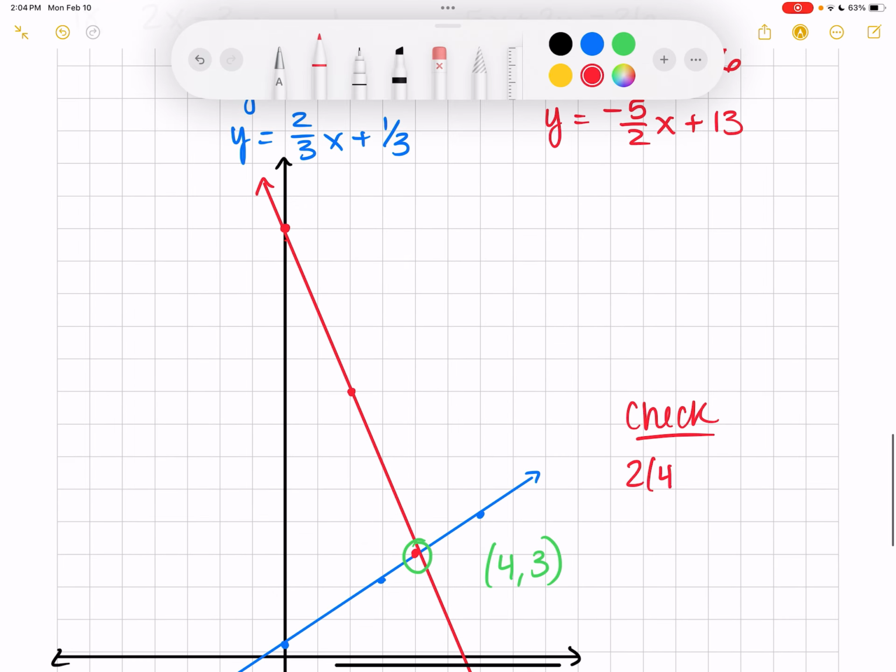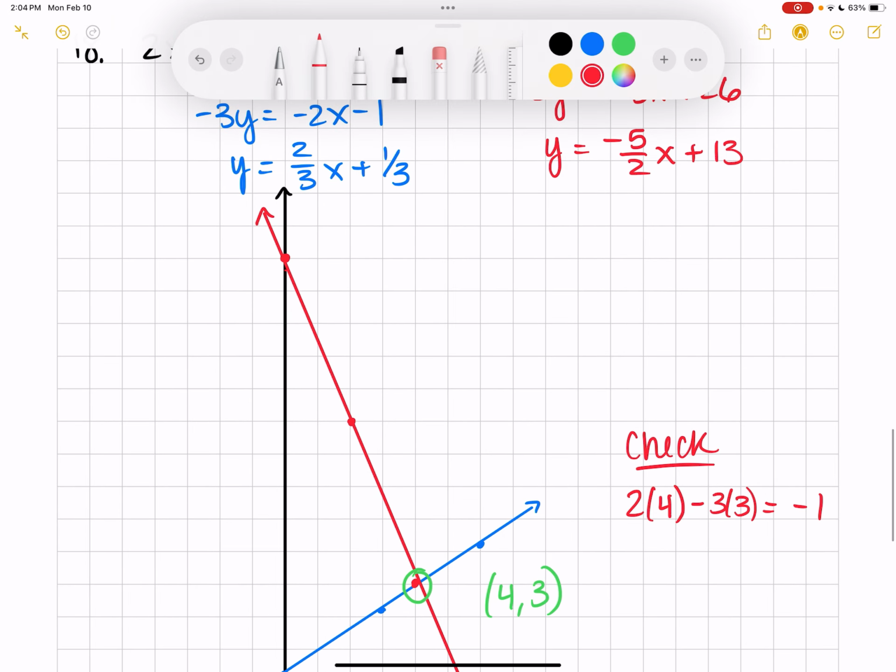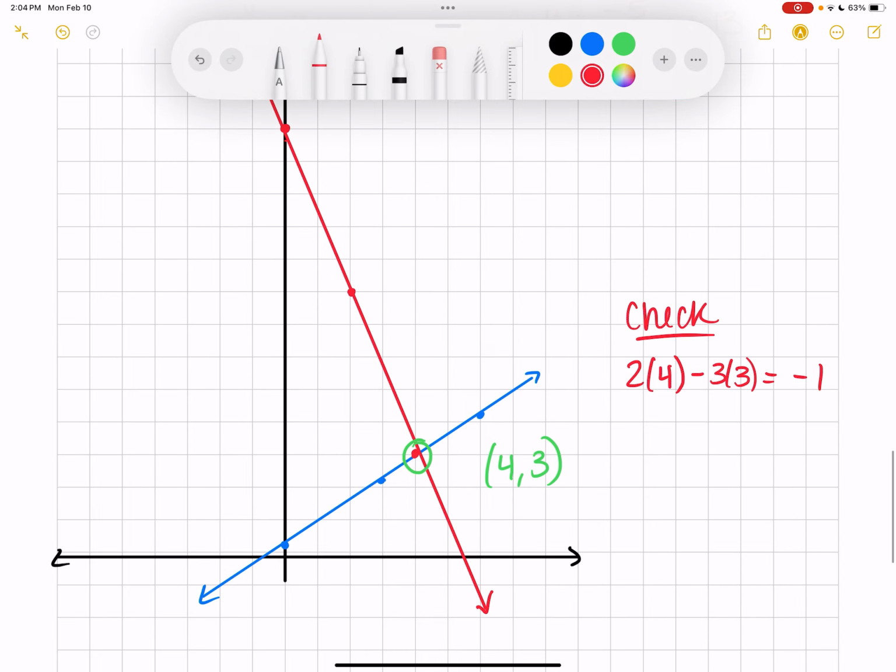So 2 times 4 minus 3 times 3 equals -1. The other thing I'm going to say when I am checking a problem, I never move things from right to left. I work all the way down on both sides. So I'm not going to move this stuff over. When I'm done, the left side should be equal to -1. So 2 times 4 is 8, minus 3 times 3 is 9. 8 minus 9 is -1 equals -1. So I know that that point is correct.